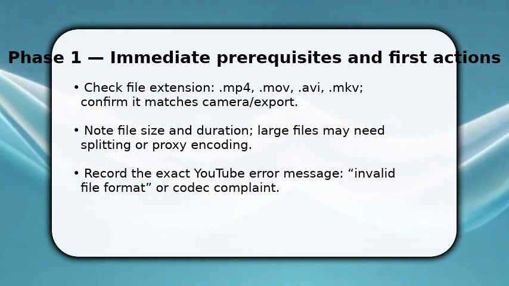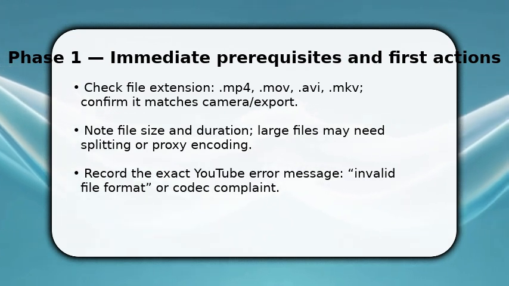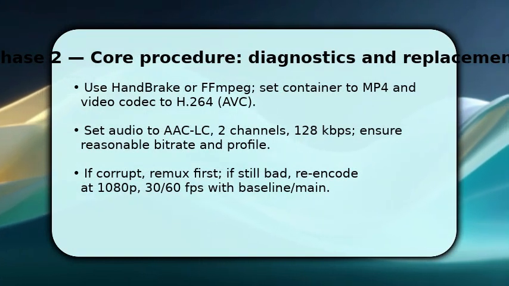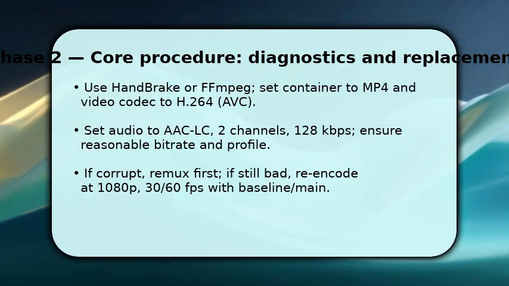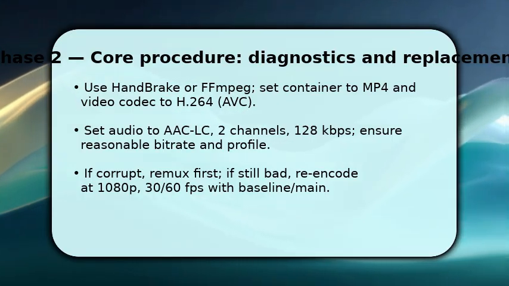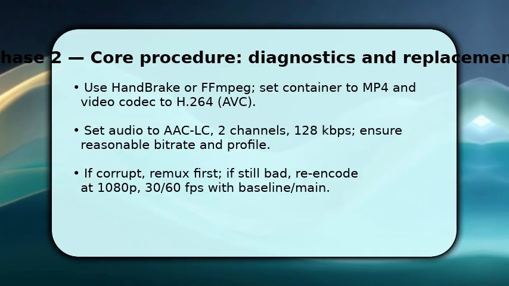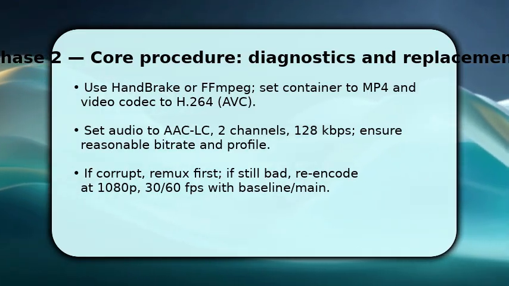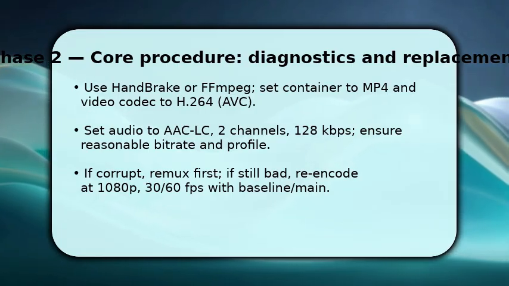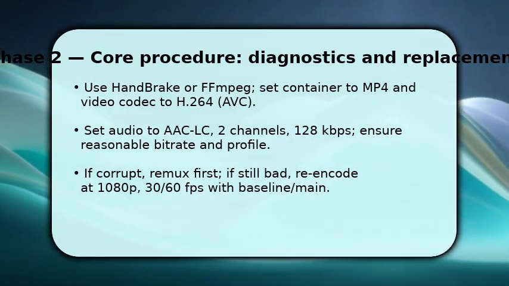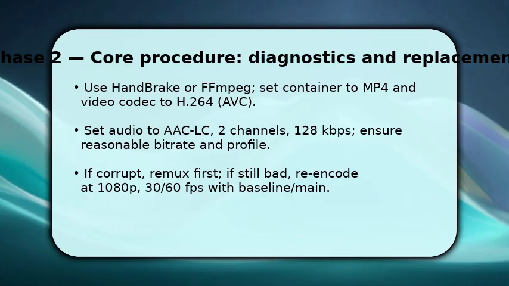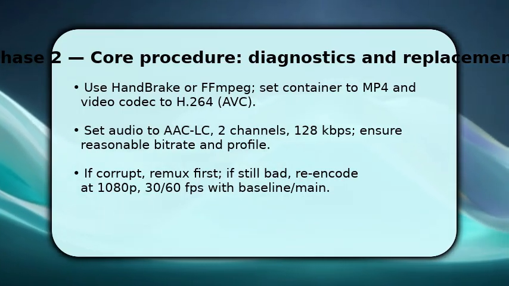Now you transcode to a compliant format so YouTube accepts the file. If the container is wrong, remux to MP4. If codecs are the issue, re-encode video to H.264 and audio to AAC-LC. Use a preset for 1080p or your target resolution and set a moderate bitrate so encoding finishes reliably. Once the encode completes, verify duration and playability locally. If errors persist, try alternate presets.